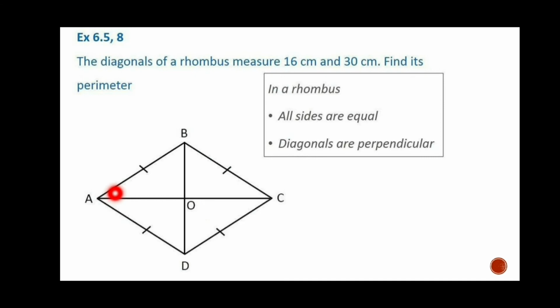So if we find only one side of the rhombus and we multiply it by 4, we will get the perimeter of the rhombus, as all the sides of the rhombus are equal. So we need to find the length of the side of the rhombus, and only the diagonals are given, their measurements only, that is 16 and 30.